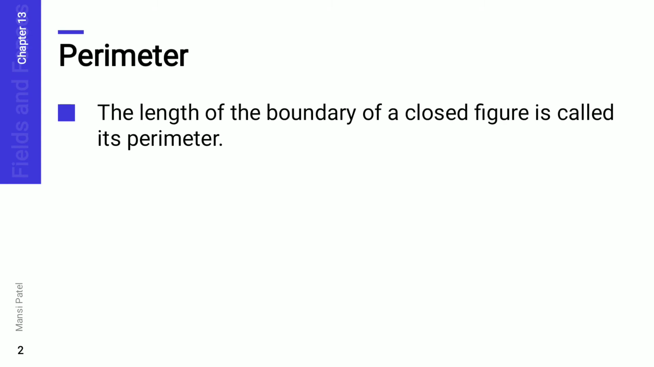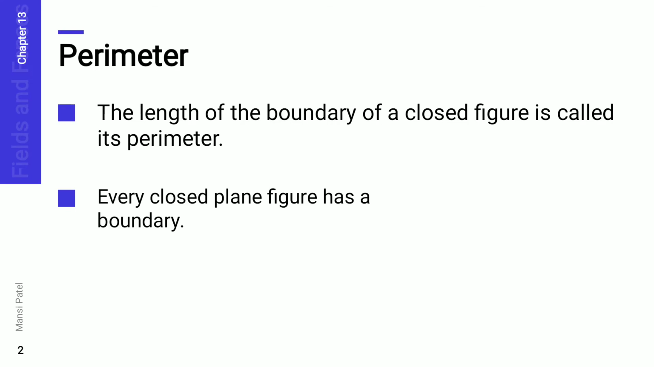What is the perimeter? The length of the boundary of a closed figure. If any figure is closed, and the second thing is that the figure is a 2D shape, that is, two dimensional, then the length of that boundary is known as the perimeter of that figure. Or we can say that every closed plane figure has some boundary.